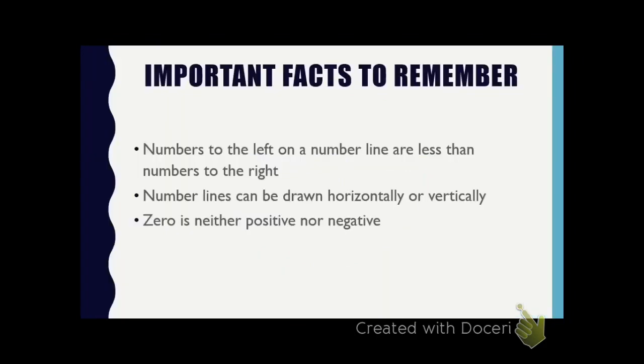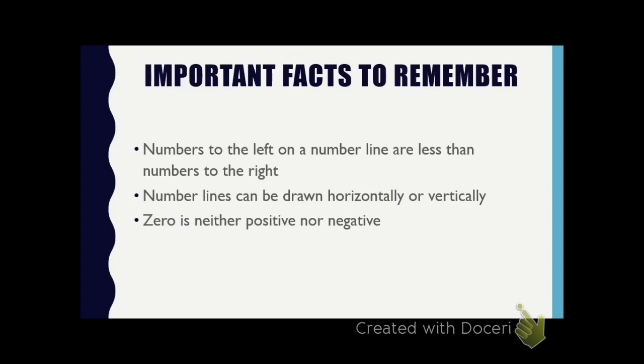All right, before we begin, though, we always start with our important facts to remember. Numbers to the left on a number line are less than numbers to the right. So when you're drawing your number lines, the further a number is to the left, whether it's positive or negative, the less value it has. The further it is to the right, the more value it has.